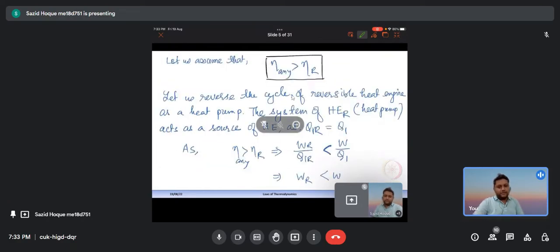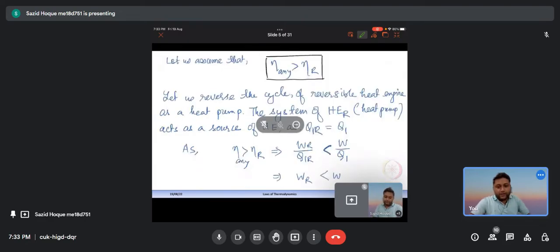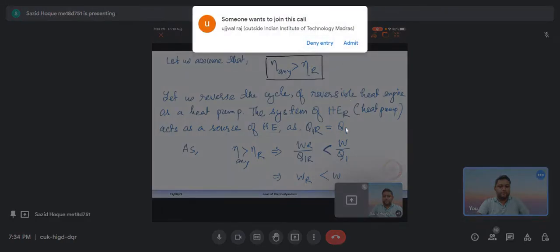Now let us assume that we have defined eta NE and eta reversible heat engine in terms of work done, that is, output divided by input. Now assume that eta NE is greater than eta R, where eta R is the reversible heat engine efficiency and eta NE is any heat engine efficiency. So let us reverse the cycle. As I told you, a reversible heat engine can be reversed and used as a heat pump.